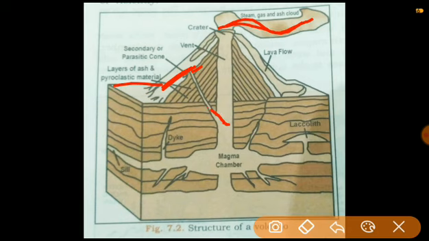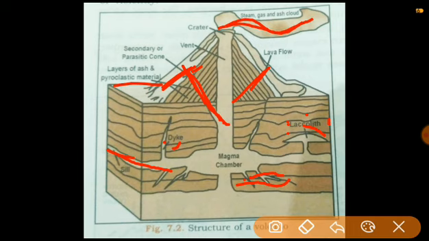Sometimes the lava also comes out through different fissures. It is called a fissure. If the lava does not come out, some structures are formed inside, such as the laccolith, the dike, and the sills, which we already discussed in the last chapter. The batholith also we have seen in the last chapter, just like this. So these structures we have already discussed.